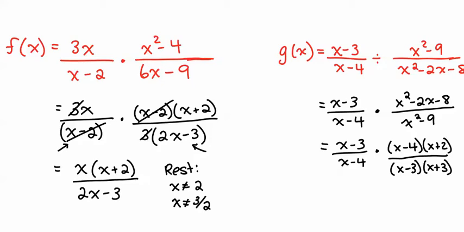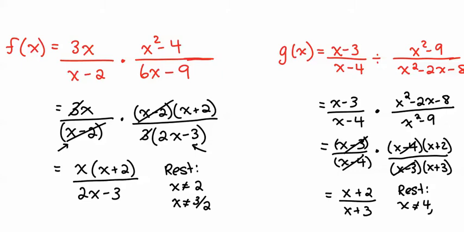Then I'm just looking for stuff I can cancel. So I've got x minus 3's and x minus 4's that will cancel. So all I'm left with is x plus 2 over x plus 3. And then if I want to state my restrictions, just look at all my denominators. I know x can't equal 4, x can't equal 3, x can't equal -3. So I just set each term equal to 0 in my denominator.